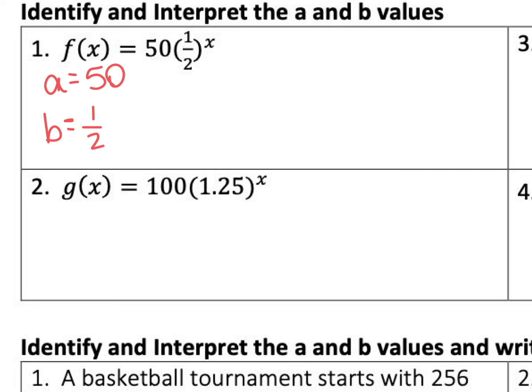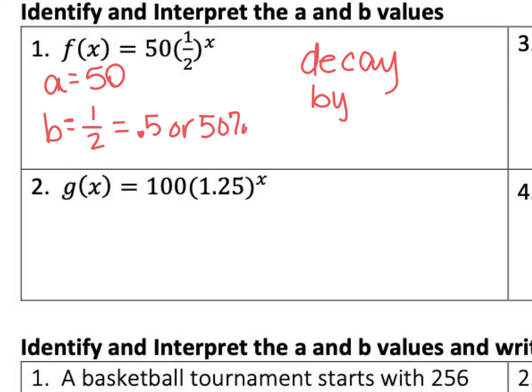It's the 1/2, right? It's always going to be the one that we're multiplying by. We can also write this as 0.5, or we can write it as 50%. All of those would be acceptable. Do you think if we graphed this based on the B, would it be a growth or a decay? It's going to be a decay because it is less than 1 or less than 100. Good job. And we are actually going to decay by 50%.